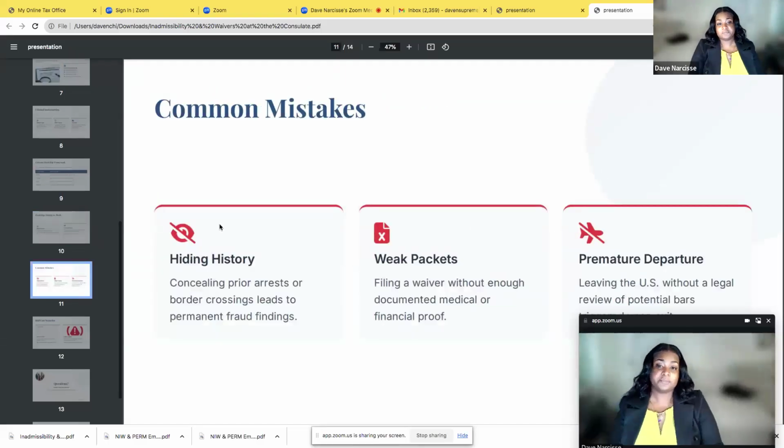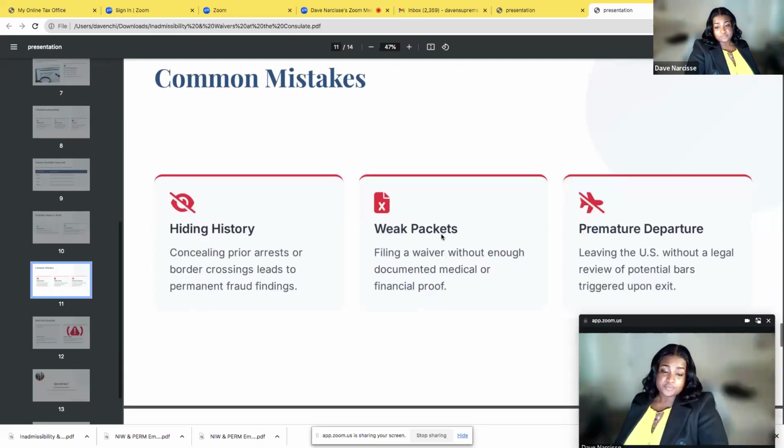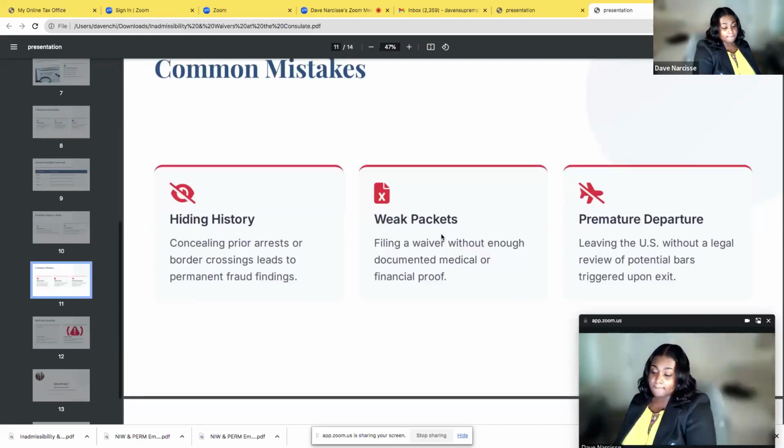Let's talk about common mistakes. Hiding things from USCIS, such as concealing a prior arrest or border crossing, leads to a permanent fraud finding. Another is a weak packet, filing your waiver without enough documents or with poor financial evidence. And you leave prematurely. If you leave before the waiver is approved, you're going to get barred permanently.